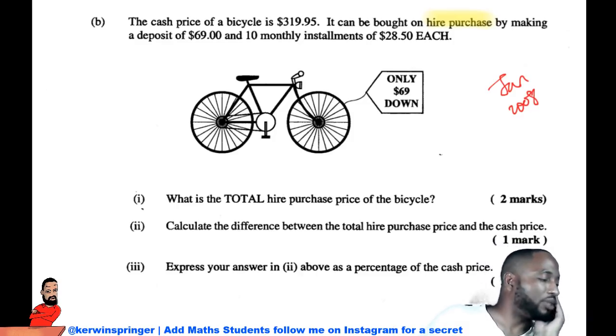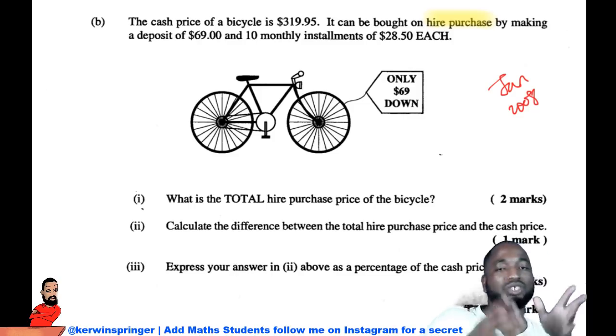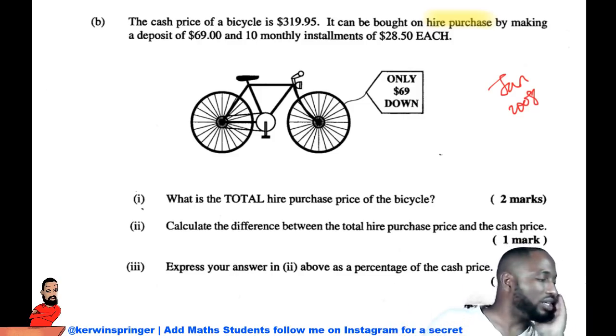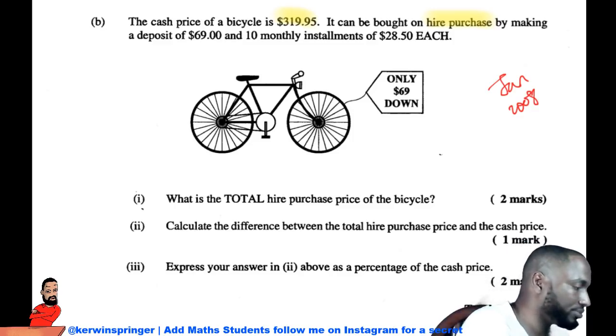So what's the total hire purchase price of the bicycle? Now hire purchases usually cost more than the cash price, right? So you're looking at an answer that's a little more than that, maybe about 100 more or something. So let me do it. The hire purchase price is going to be the deposit plus installments. Everybody getting 254? I like the people that are working quick, right? Working on answers.